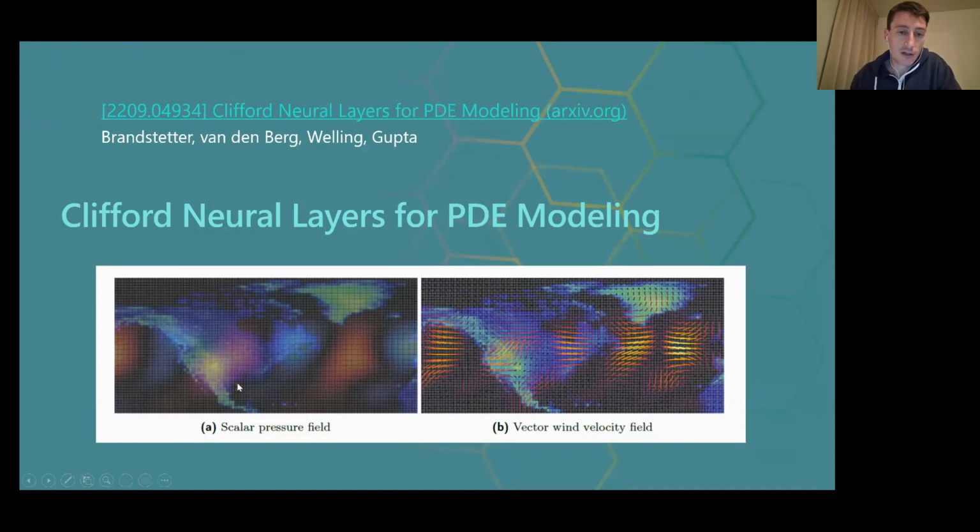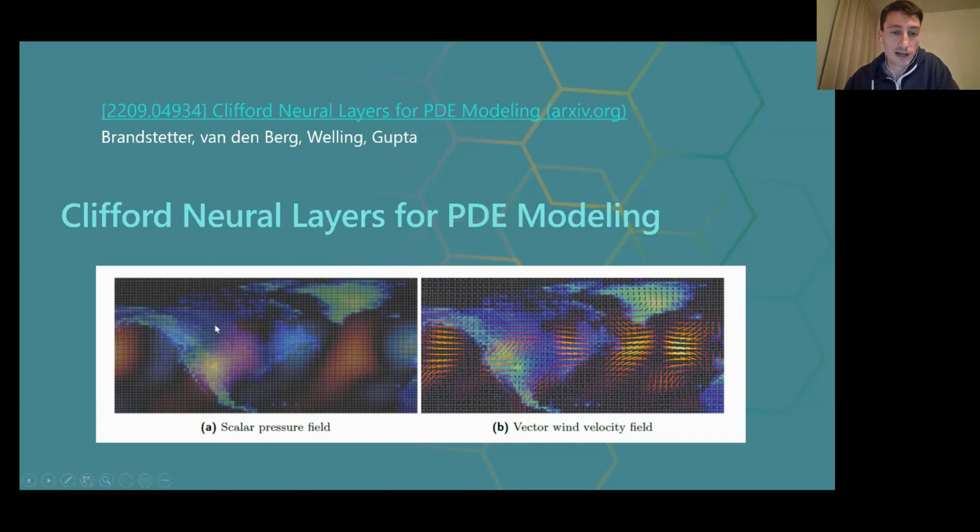But what you have is on the left a scalar pressure field. So at every point you have a pressure value, and on the right you have a velocity field. So at every point you have a wind vector sitting. And what is happening is that if the pressure changes on the left, so if there are some gradients, the wind, of course, starts to flow towards these low pressure regions.